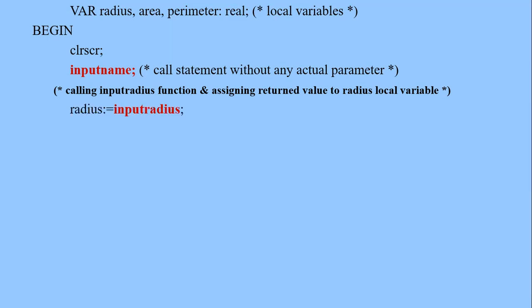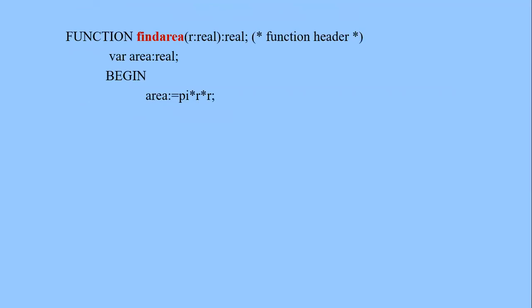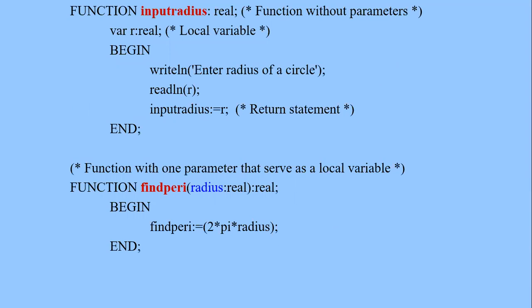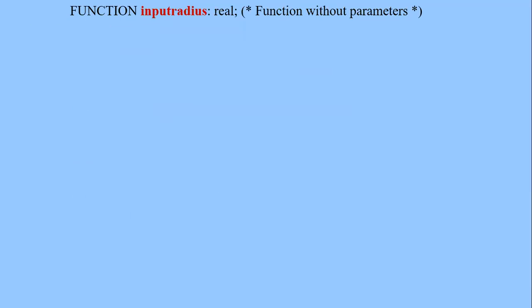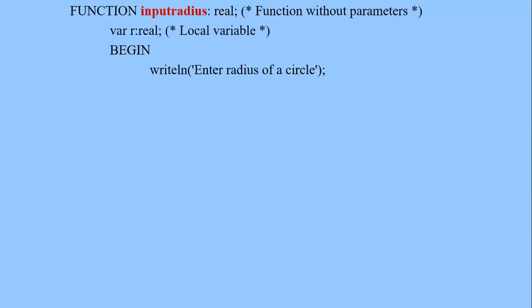So once this statement is encountered, the compiler or the control will be taken to the function called input radius, wherever it is. So it will look for it, function called input radius. Here it is. So this is the function. The control will be brought here and find out that this function is supposed to return a value of type real. So it will do that, execute that statement, and then it will display the message, enter radius of a circle. It will allow the user to enter the value. It will read the value.